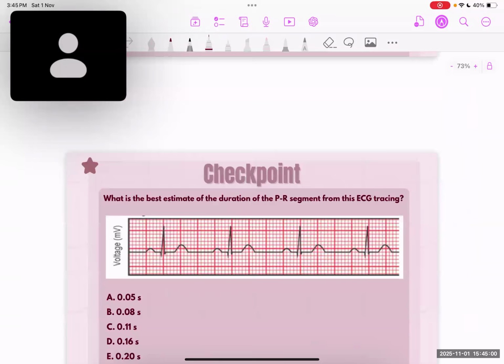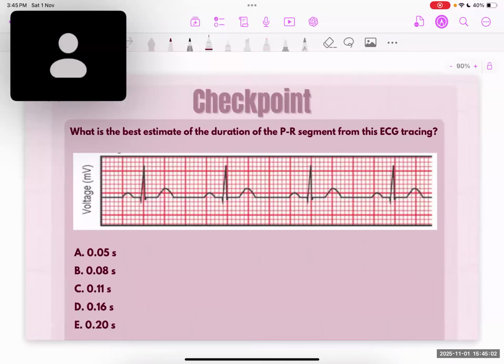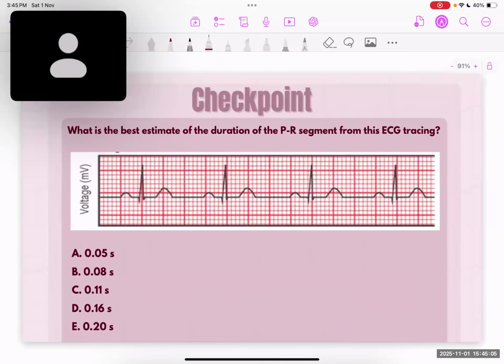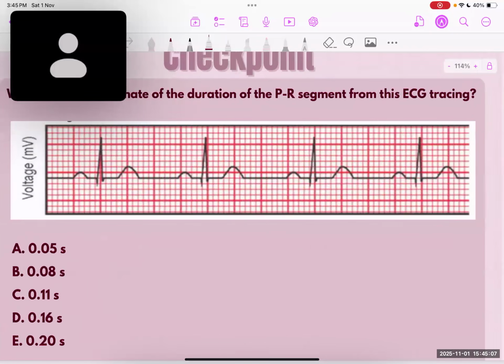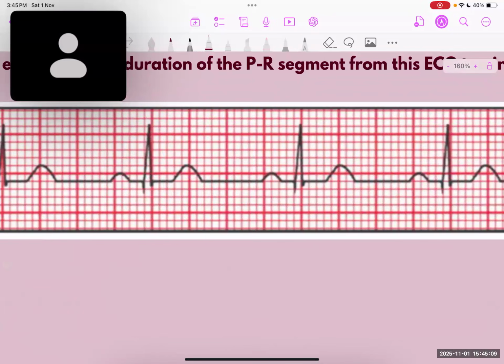Something's wrong. Now, what is the best estimate of the duration of the PR segment from this ECG tracing? I'm going to zoom in a bit so you can see. Mind you, it's the PR segment, not the interval. So be mindful of that.